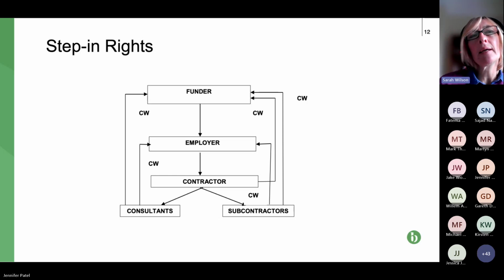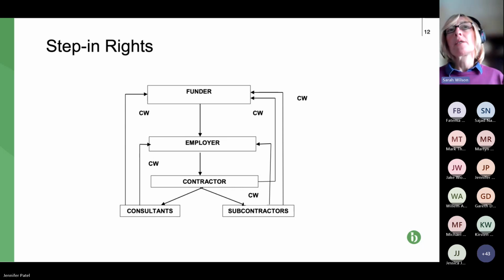So you can see all the lines going up. For example, on the left-hand side, you can see the lines going from the consultant to the employer, and consultant to the funder, with CW next to it. That's showing the consultant is giving a consultant collateral warranty to the employer and the funder, so that if there are defects, the employer or the funder can go against the consultant if they want to. You can also see the funder has collateral warranties from the subcontractor and the contractor, so can go against them for defects.